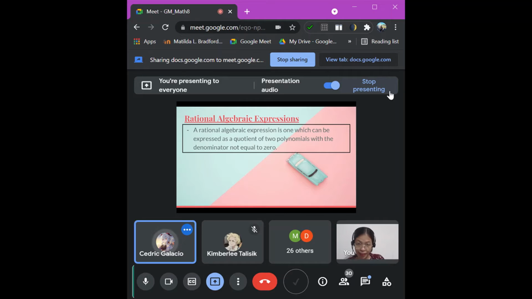Yes, sir. Please read the definition. A rational algebraic expression is one which can be expressed as a quotient of two polynomials with a denominator not equal to zero. Thank you, Cedric. So when we say rational algebraic, it is one which can be expressed as a quotient of two polynomials with the denominator not equal to 0.